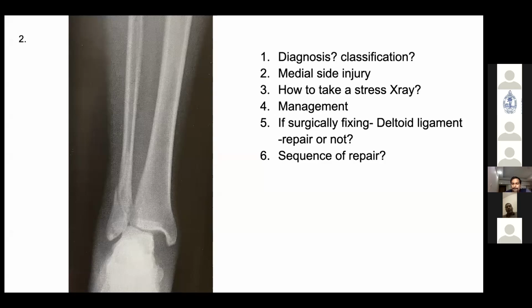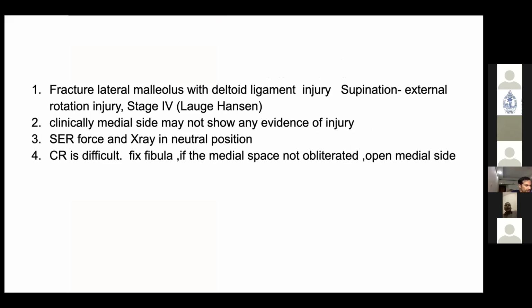So you try to reduce the fibula first. Don't apply the plate and complete the fibula, because the medial side is still not completely reduced. You come to the medial side, take out the deltoid ligament, take sutures, go back to the lateral side, fix the fibula, and then come back to the medial side and tighten the deltoid ligament. Is it clear? Yes, sir. Okay, we'll go to the next.